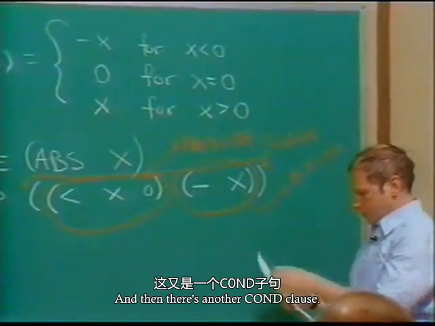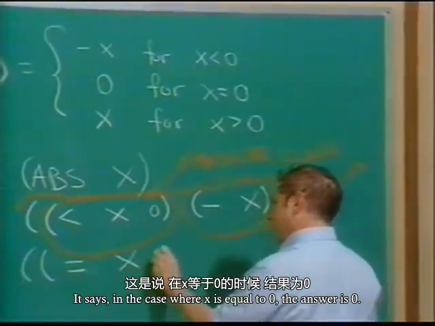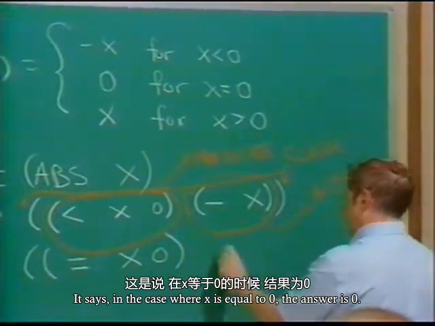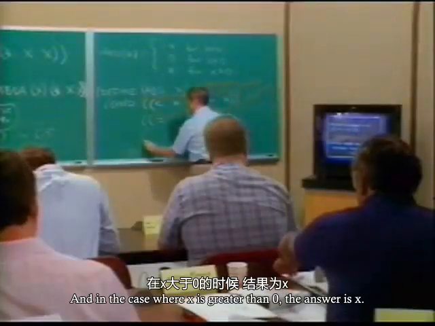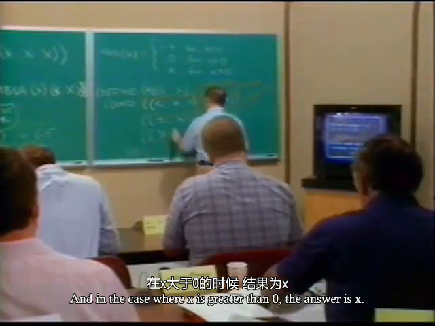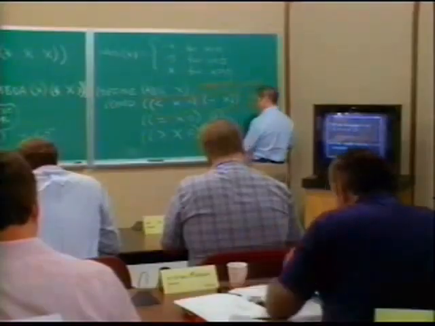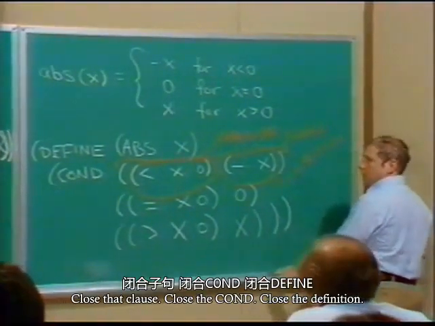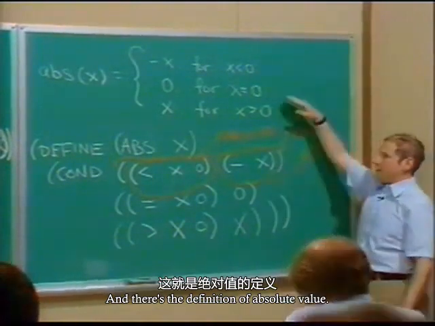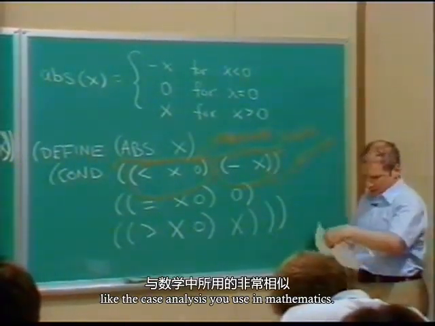And then there's another cond clause. It says, in the case where x is equal to 0, the answer is 0. And in the case where x is greater than 0, the answer is x. Right, close that clause, close the cond, close the definition. And there's a definition of absolute value, and you see it's a case analysis that looks very much like the case analysis you use in mathematics.